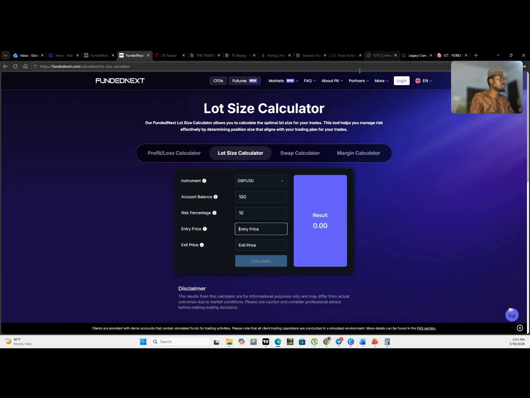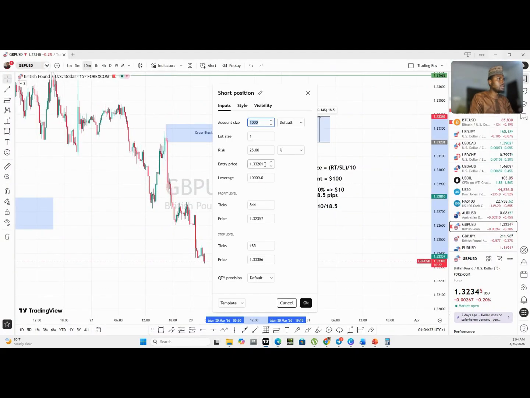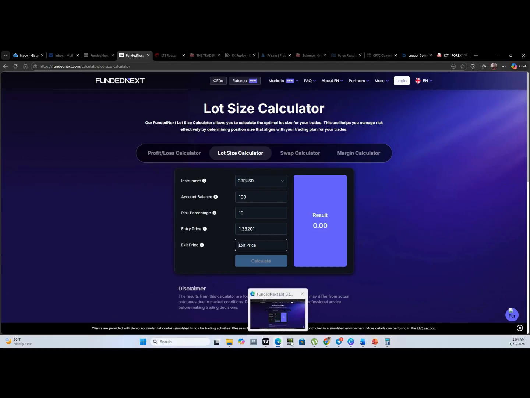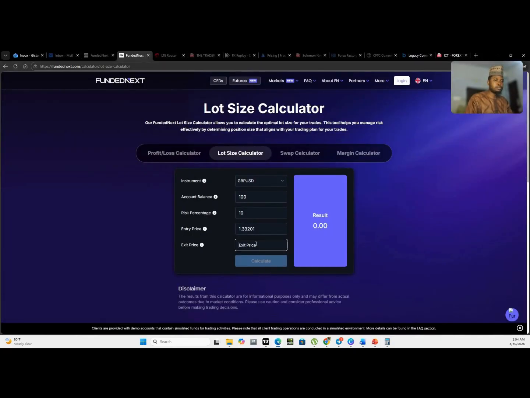So let's give them the coordinate. Let's take it from here. This is our entry price, and what? Stop loss. Here is our stop loss. That's the exit price, where we want price to kick us out of the market if we are wrong.